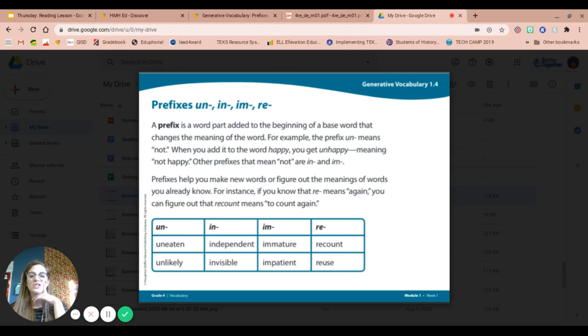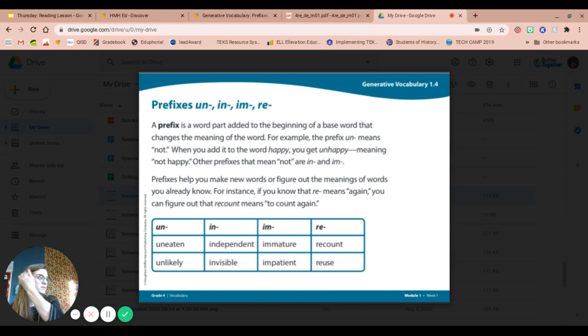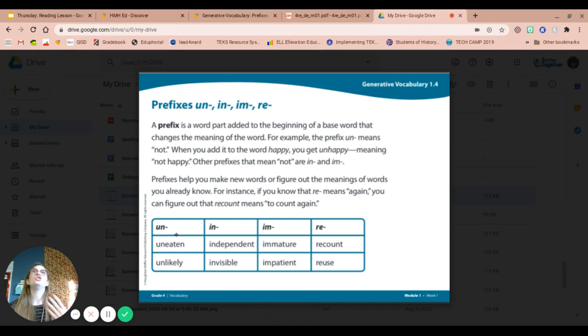Now, you might notice I can't just put any prefix in front of any word that I want and have it mean not that. I can't say something's imred. That doesn't mean that it's not red. I have to say that it's unread. And part of this is just being familiar with English words. There's not really specific rules that dictate which prefix goes with which root word. You just have to be familiar with those words already. But if you come across a word that you're not familiar with, you can use the prefixes to help you decode.